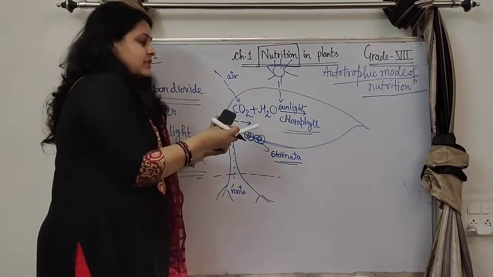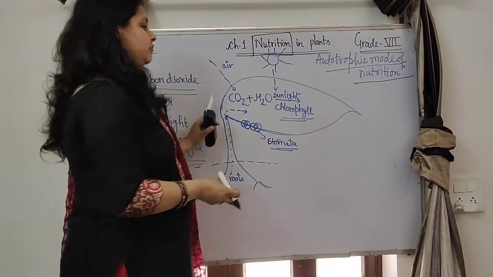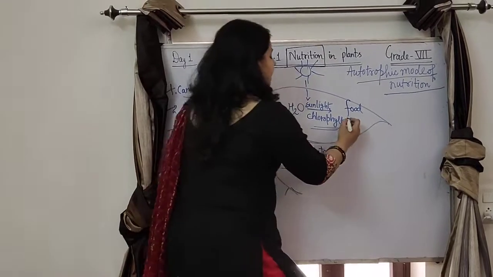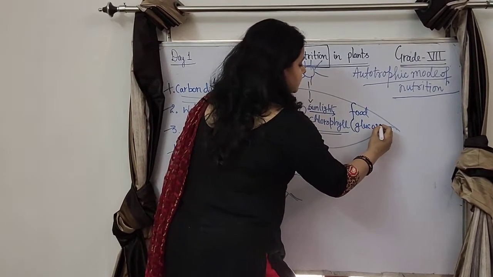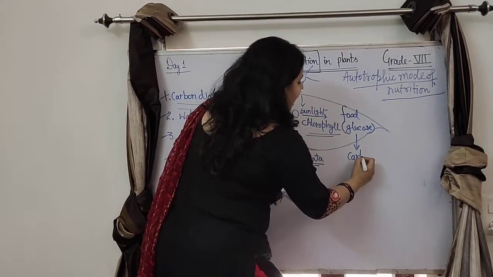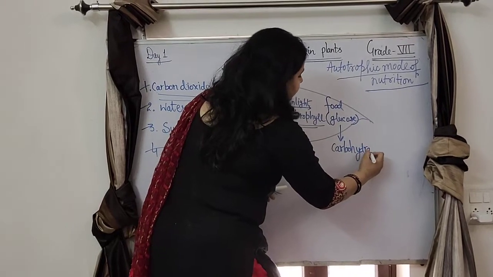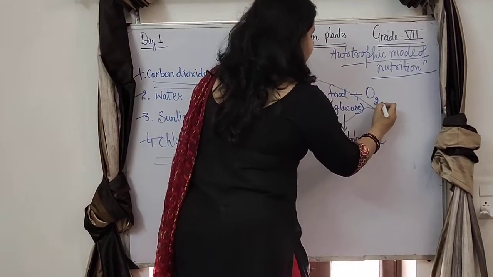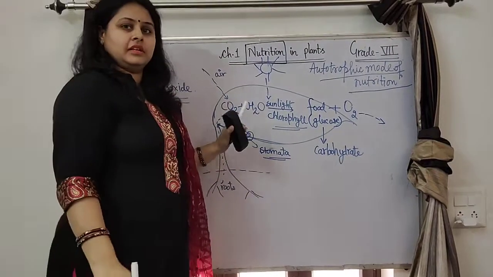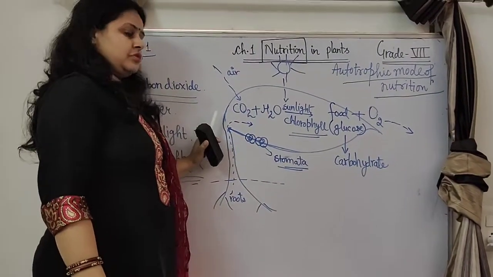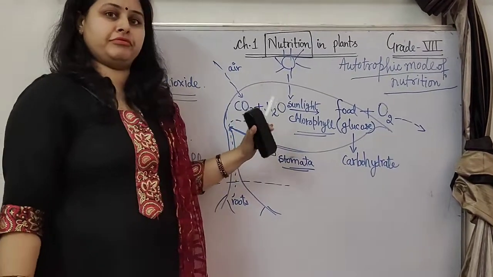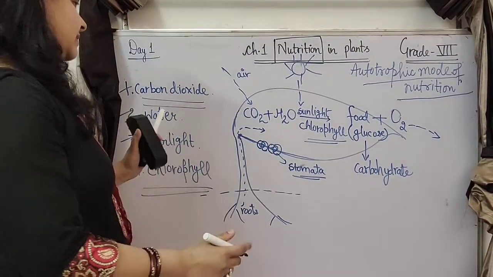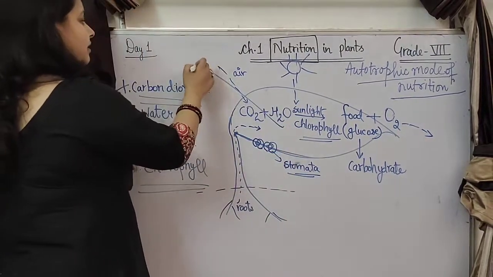And when all these things combine together in the leaf, they form food for the plant, that is glucose. And glucose is a carbohydrate. Plus oxygen is produced, which goes outside from the leaf. That means through the process of photosynthesis, plants prepare their own food and give us oxygen. And in the plant, this process takes place in the leaf.